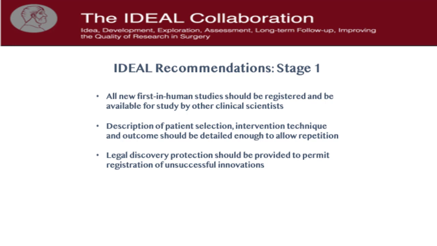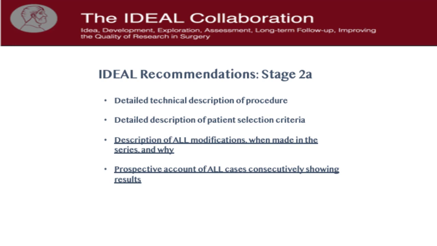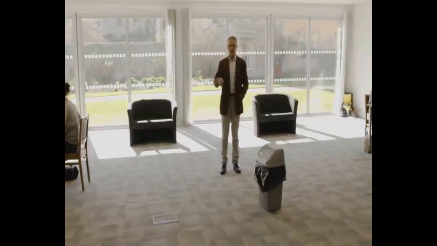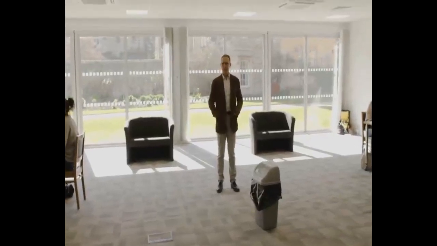We call this IDEAL Stage 2A, and we suggest that you apply a detailed technical description of the procedure and the patient selection criteria and all modifications, when they were made and why, and what the outcomes were. Obviously this avoids others repeating mistakes, saves time and money, and prevents harm to patients compared to the traditional approach. Once the intervention is stable, a new set of problems become important. Let's go back to the paper planes. What do the rest of you think about the thrower? Have you all got a favourite thrower?